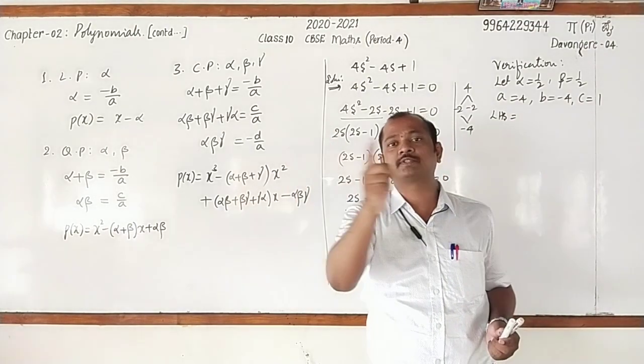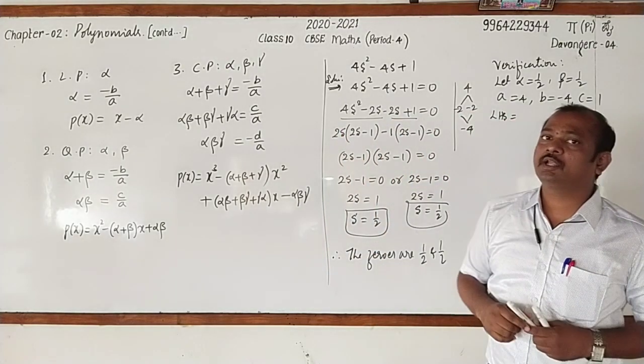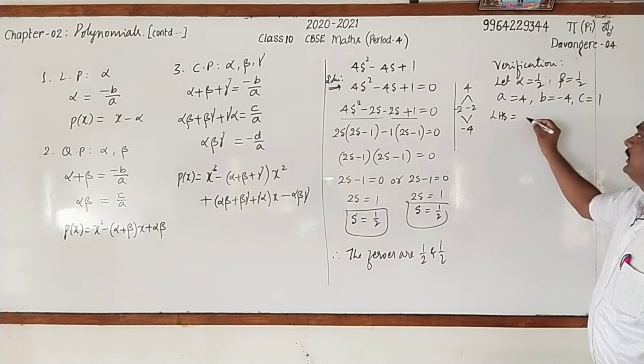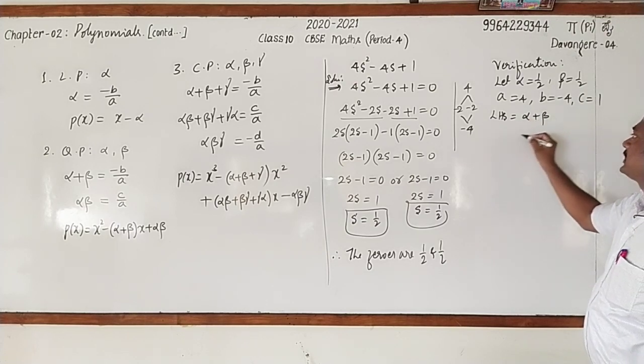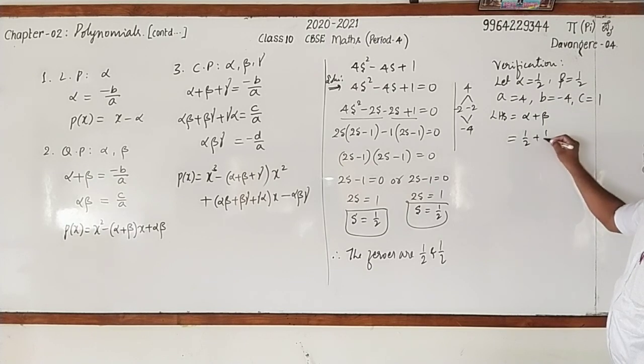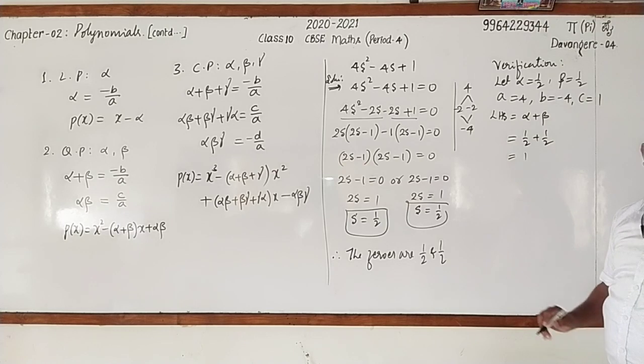One is alpha plus beta equal to minus b by a, or the second one, alpha into beta equal to c by a. Any one of these two can be verified. Here I'll write LHS alpha plus beta, that is the sum of zeros, where alpha is 1 by 2, beta is 1 by 2. Okay, directly you can go for writing half plus half, 1.